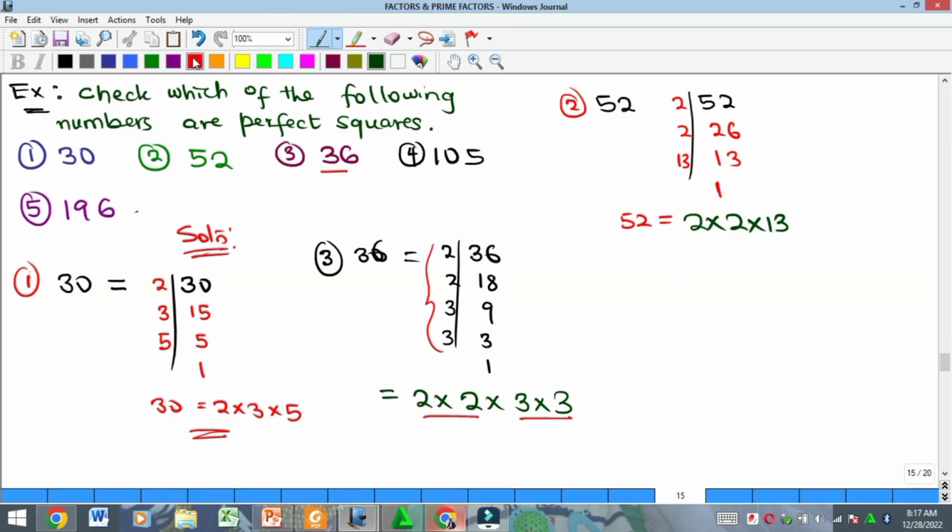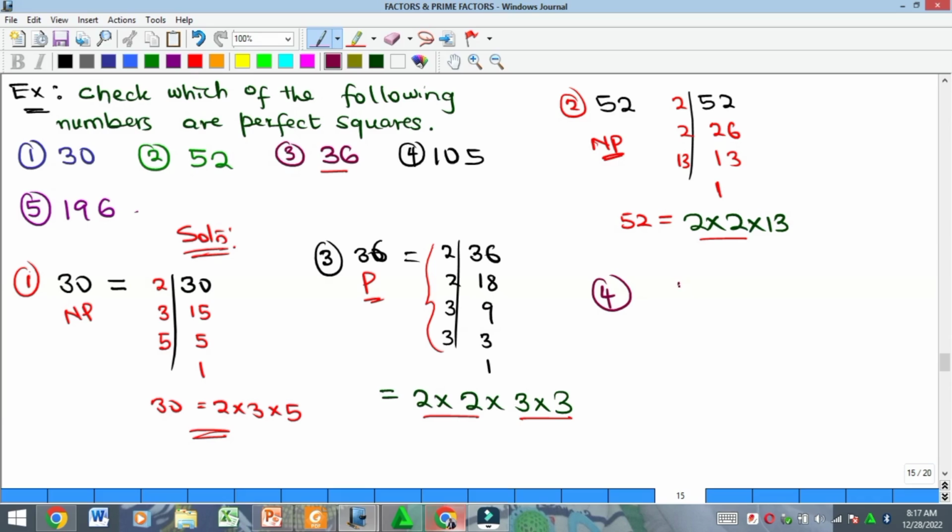All right, so you can see here now that this first digit, which is 2, is in pairs, but the last one has no pair. Therefore, 52 is not a perfect square. All right, this one is a perfect square. This one is not a perfect square. All right, and we can as well do for 105, and I will then allow you to do the last one. It's just a simple process.